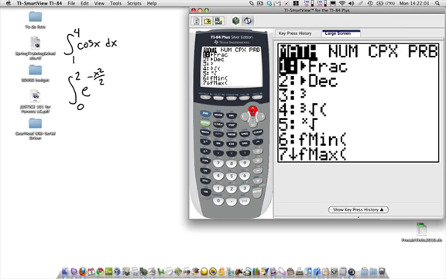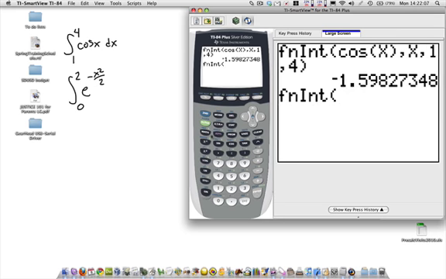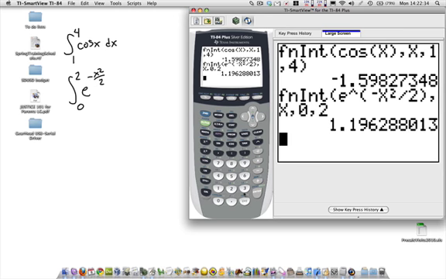Just Math, fnInt. Okay, now we'll put the function in there. So let's do e, I've got to find the e, there it is, e to the negative, use this negative down here, x squared over 2 with respect to x from 0 to 2. Click enter. Boom, there's your answer, 1.1963.